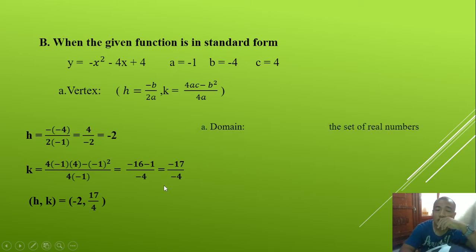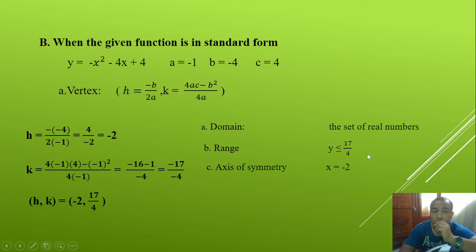So what is the domain? The set of all real numbers for the quadratic function given. Range: since a is negative, y is less than or equal to k. What is k? 17 fourths. So y is less than or equal to 17 over 4.